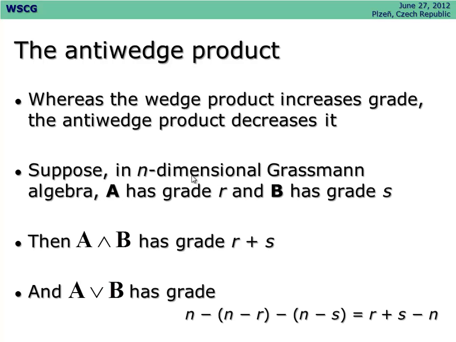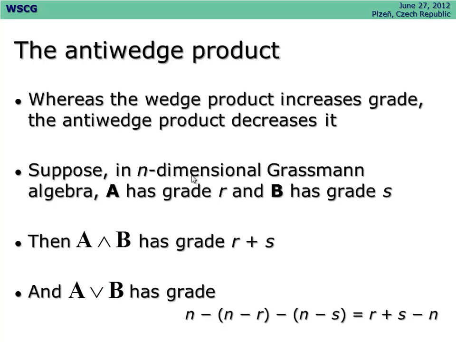Okay, and like I mentioned, the wedge product increases the grade. So if some entity A has grade R and another entity B has grade S, so maybe a vector with grade 1 and a bivector with grade 2, you multiply them together and you get something whose grade is the sum of the input grades. So a vector and a bivector multiply together to form a trivector with grade 3.